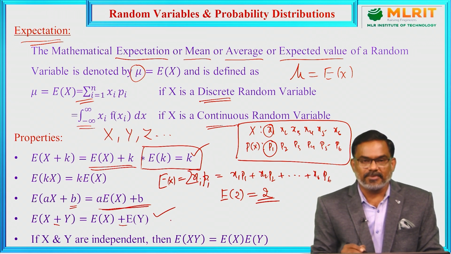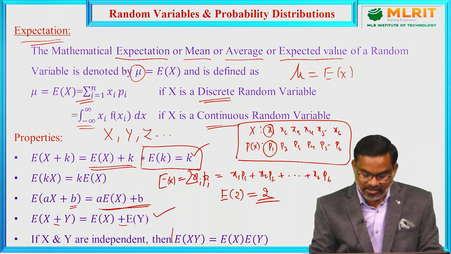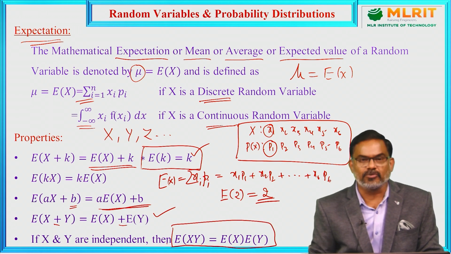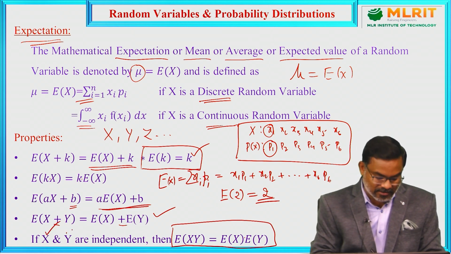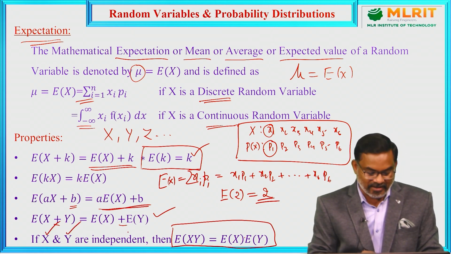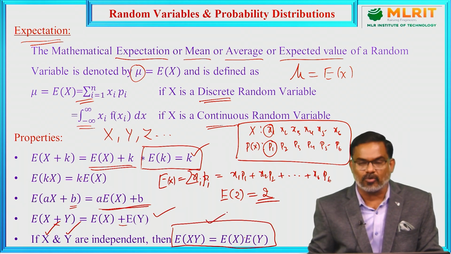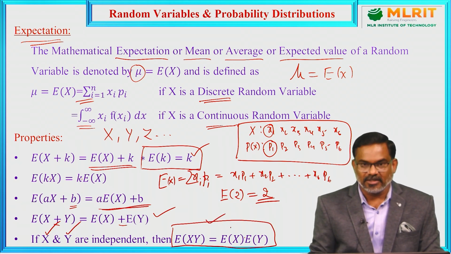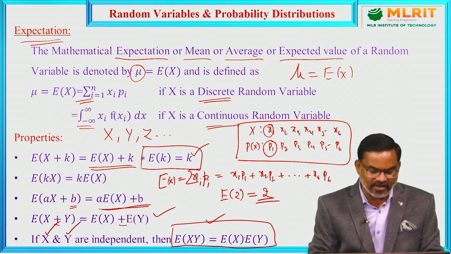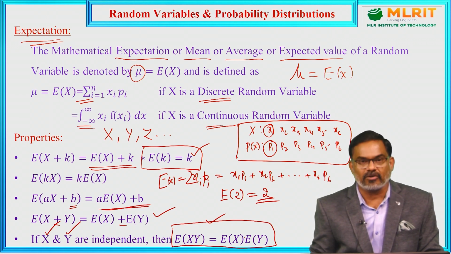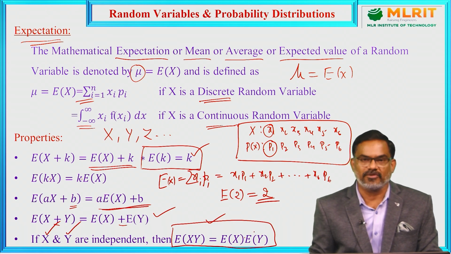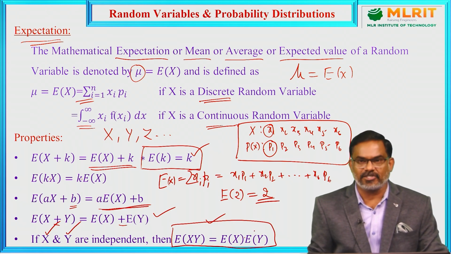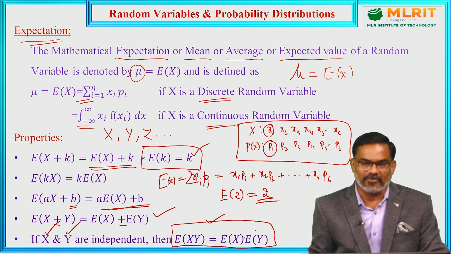And there is a special property that expectation of x into y is equal to expectation of x into expectation of y when the random variables x and y are independent. If x and y are independent, then only this condition holds. Otherwise, we cannot use this property. So if x and y are independent, then expectation of the product of two random variables is the product of individual expectations. Expectation of xy is equal to expectation of x into expectation of y. So this is about expectation or mean or average or expected value of a random variable.